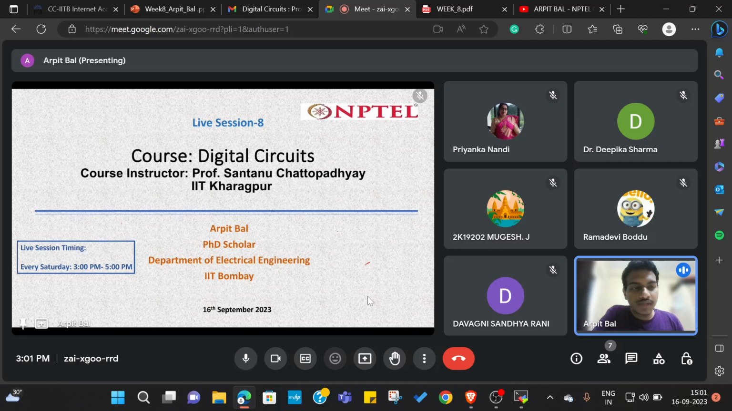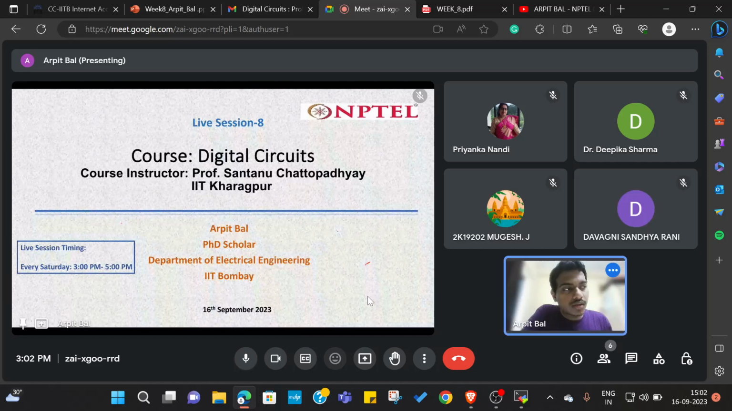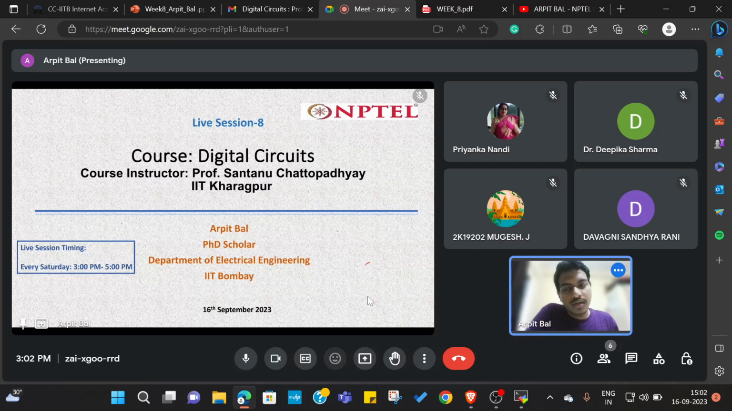Okay, I think we can start today's session. In the previous sessions, what we have covered is basics of number system, combinational logic, basic logic gates, floating point representation. Then we covered introductory sequential circuits, and we did some problems related to sequential circuits as well. In today's session, what we are going to cover is something related to interface electronics.